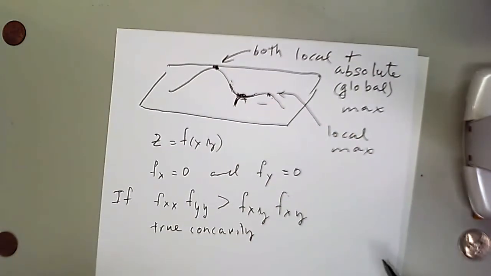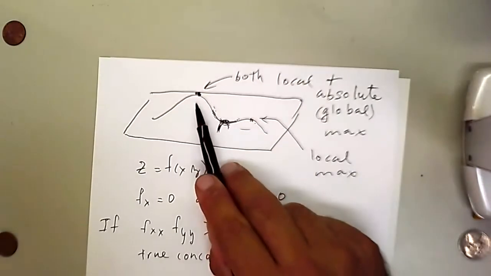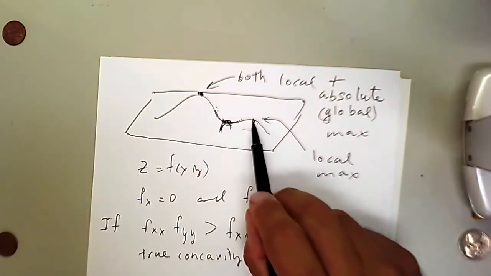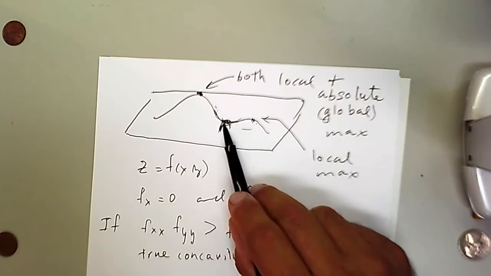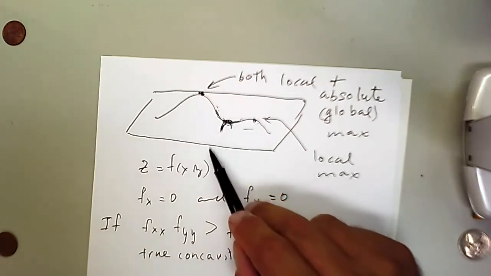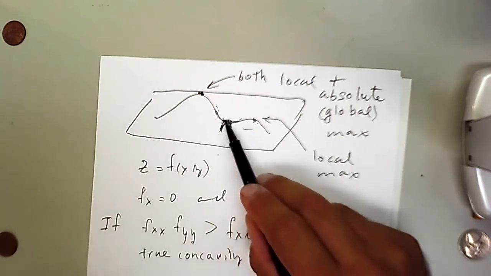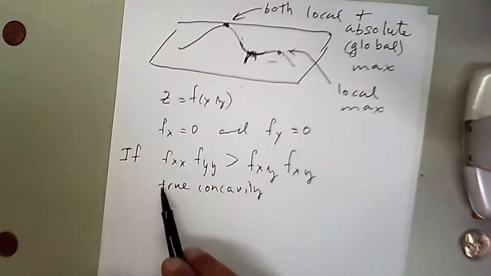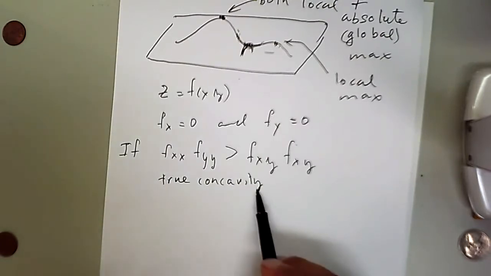We wouldn't necessarily know that. So what is clear in this picture is that we have a maximum, and then here it depends on what's going on. I don't know if this is going deeper, under the sheet, or we don't know. So here we have a true concavity.